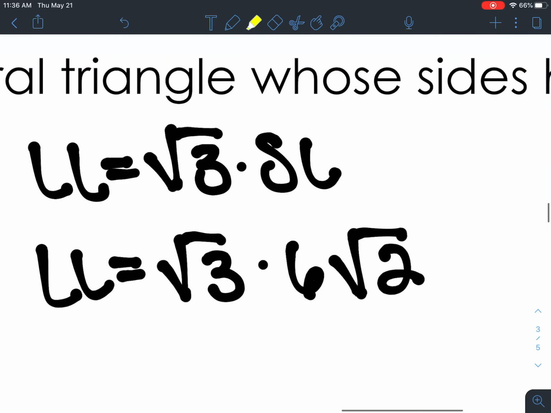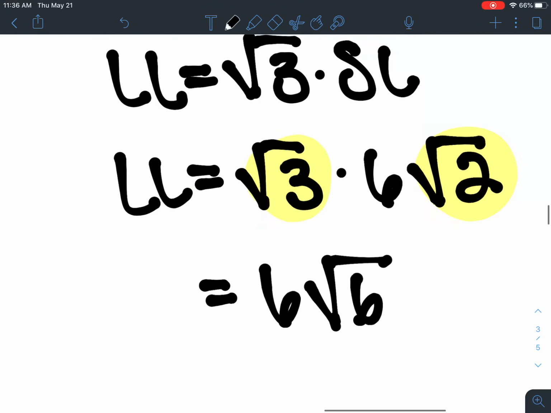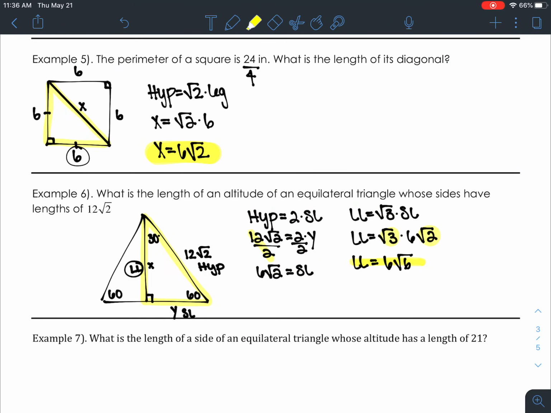All right, I can combine my square root of 3 and my square root of 2. I can multiply those together, and so I'm going to get 6 times the square root of 6. And that's for my altitude. And that's my final answer.